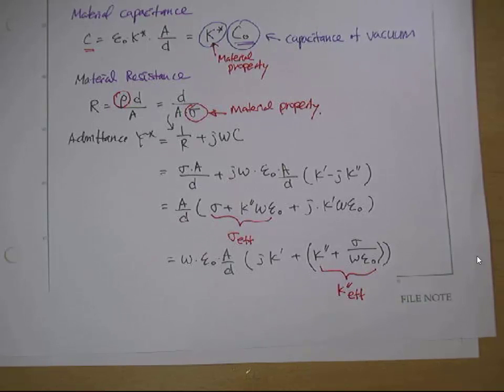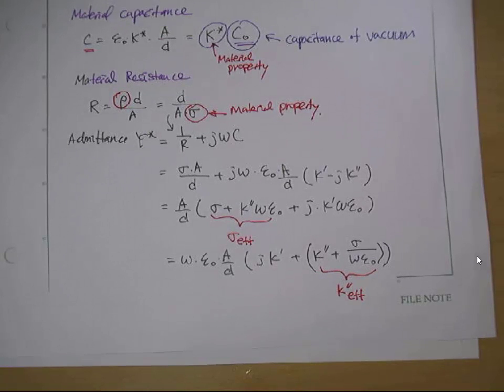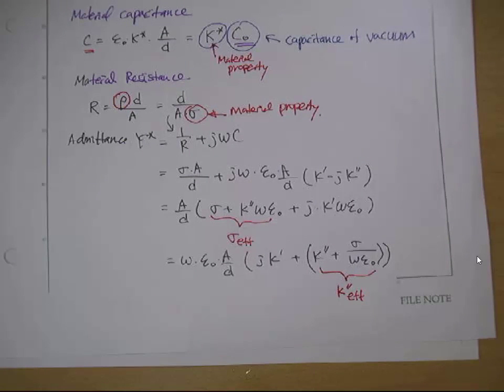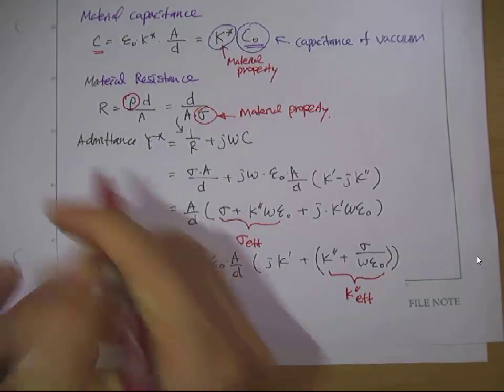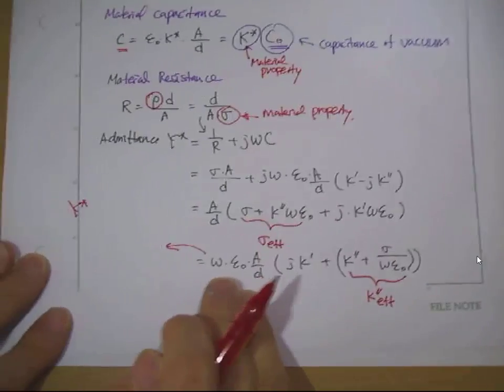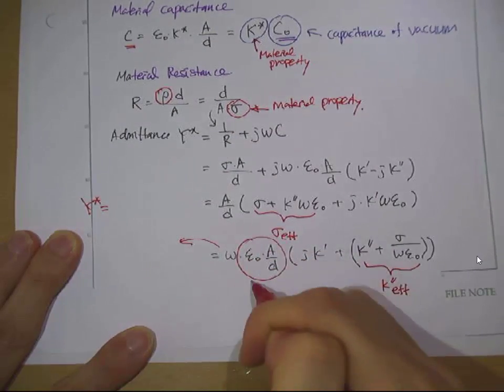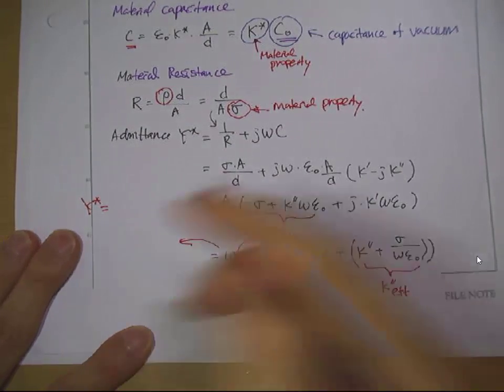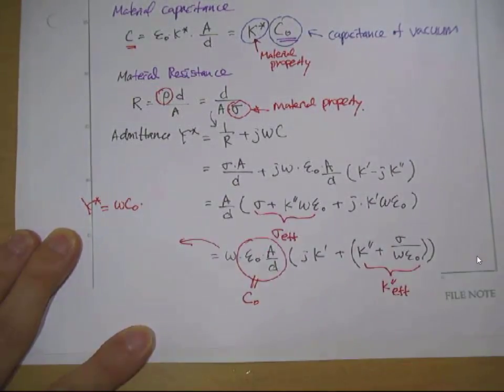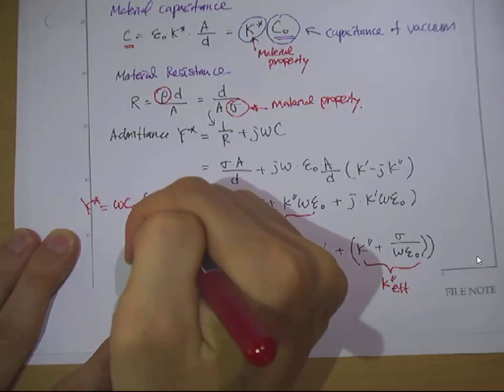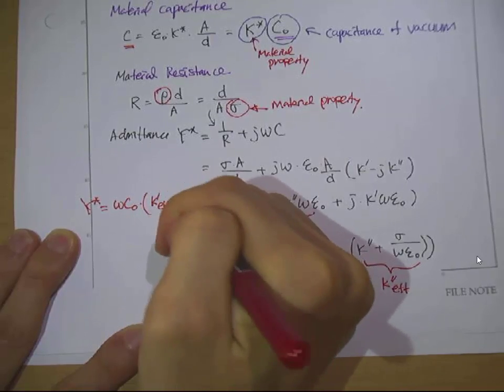So when you measure the admittance of this RC circuit, then the real value will reflect the imaginary effective permittivity, and the imaginary value will have the real permittivity, kappa prime. Right? So here we can simplify it. Y star is, and this is the same idea, C, C naught. So omega C naught and kappa effective plus J kappa prime.